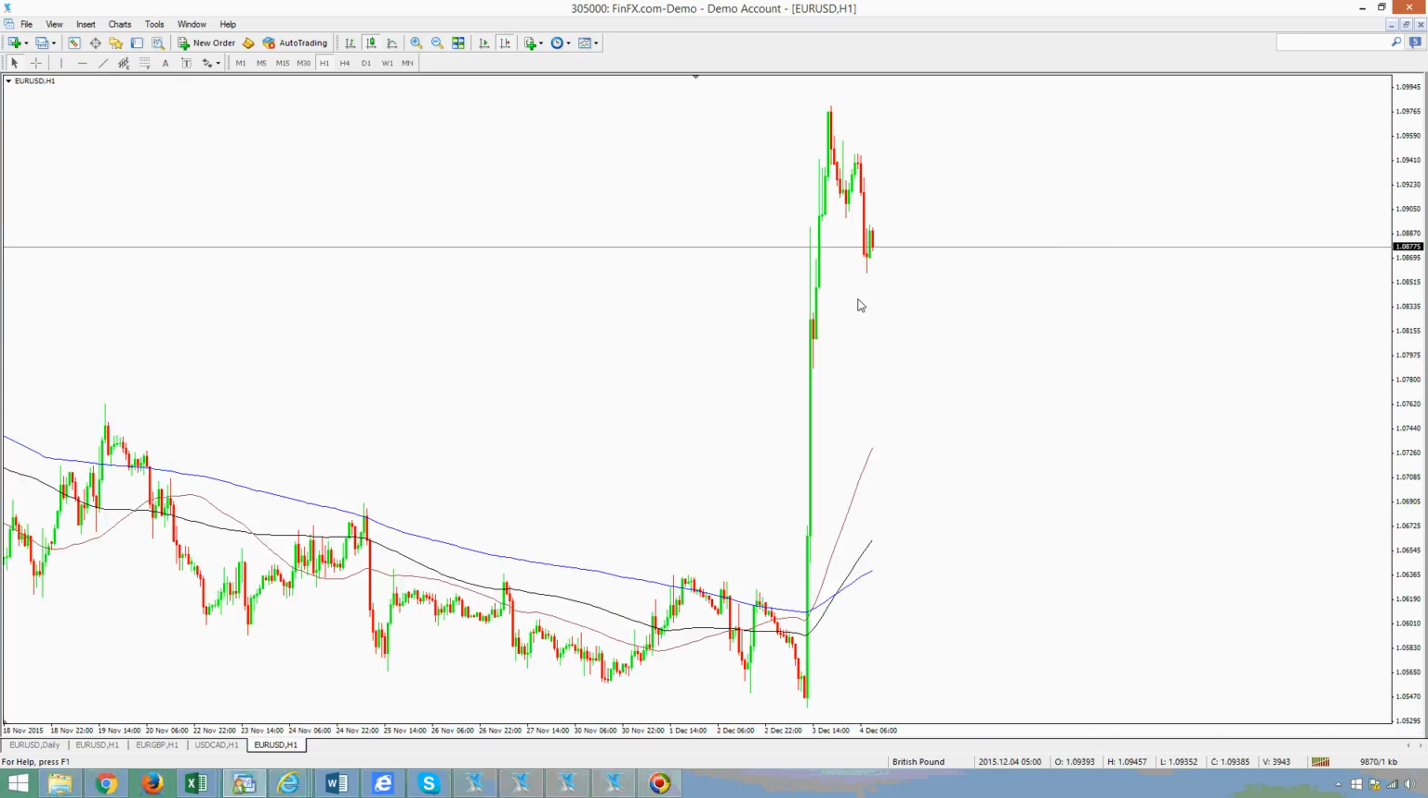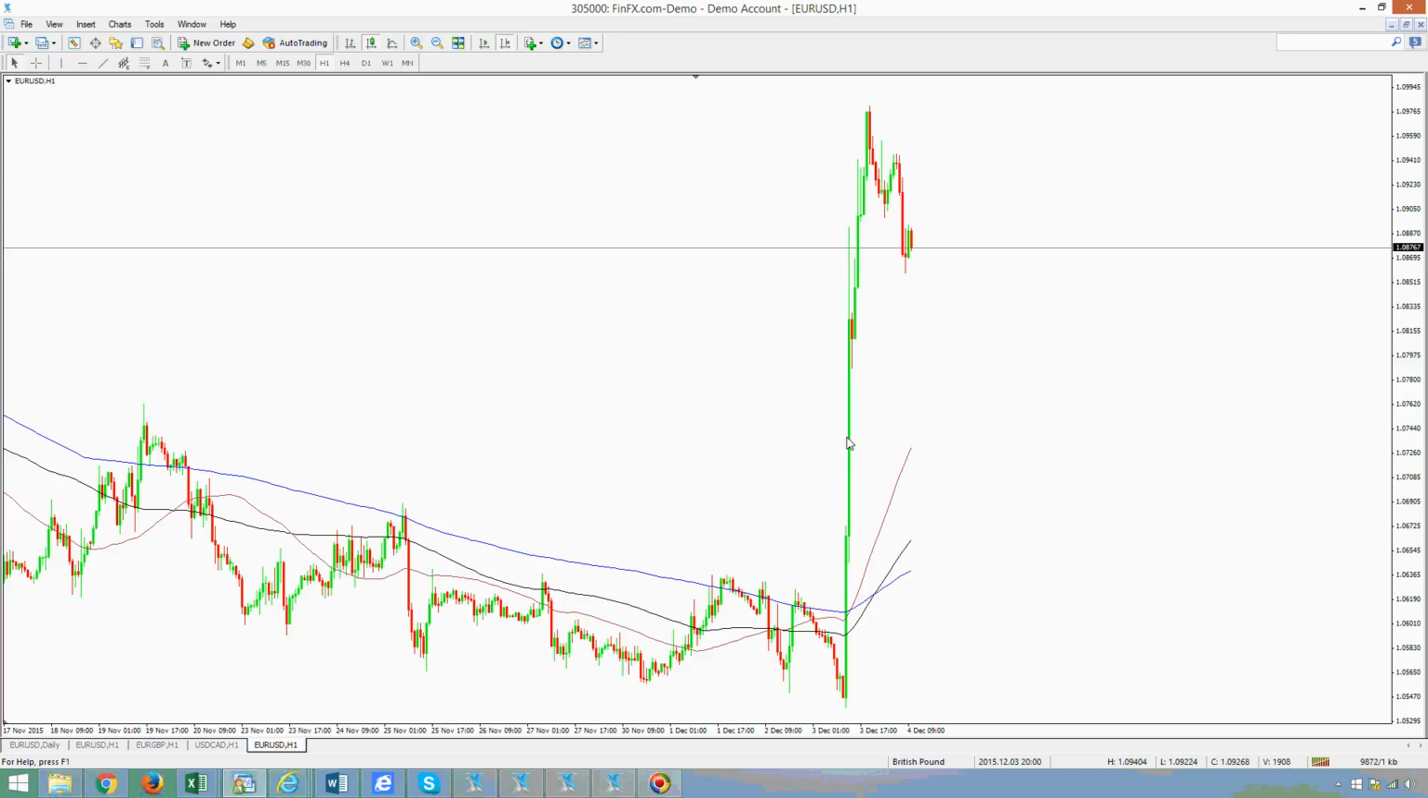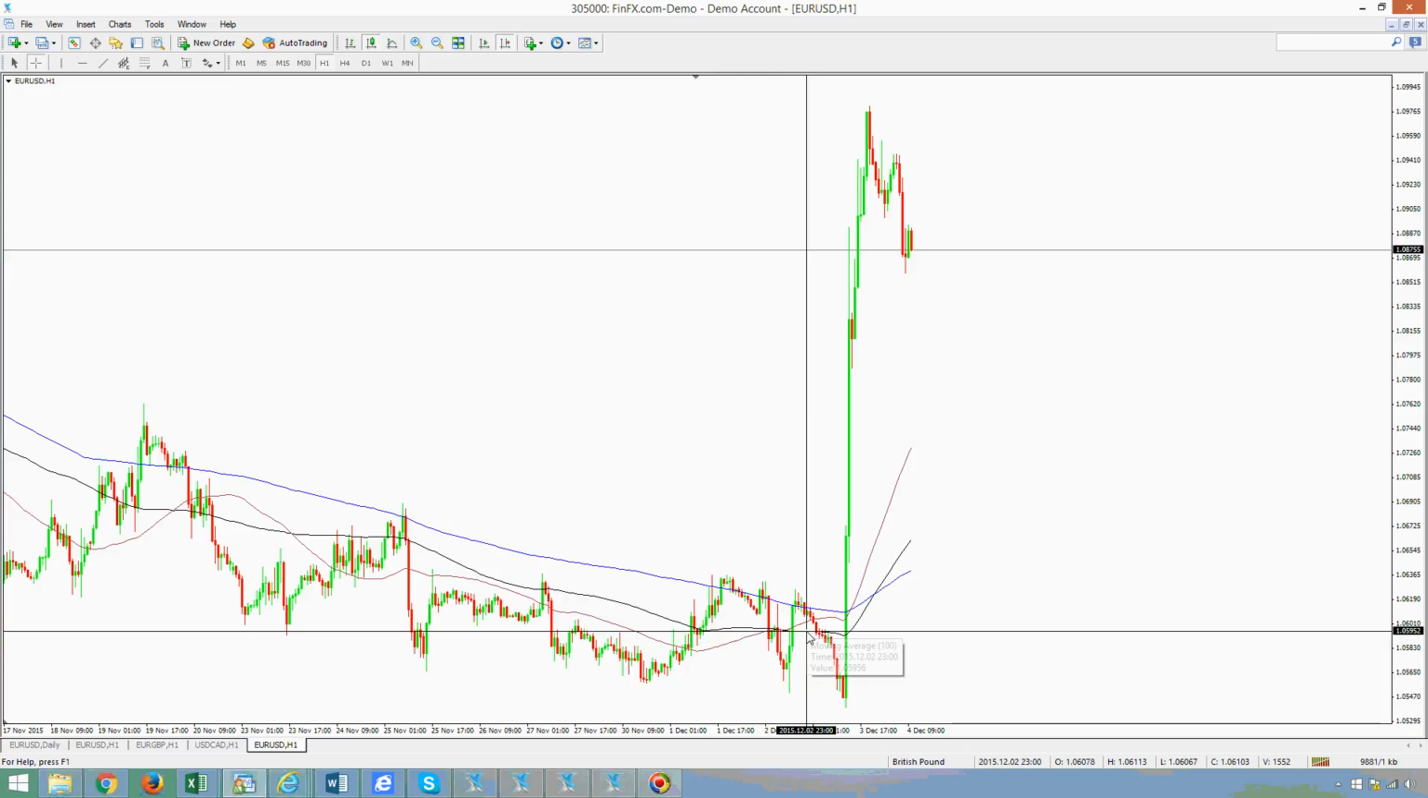So in here, as you can see, the 50 average already gave a signal here because it crossed above the 100. So this was a bullish signal, and you don't want to trade put options anymore, but you want to look for when market is going to confirm your scenario and when the 100 will cross then above the 200.